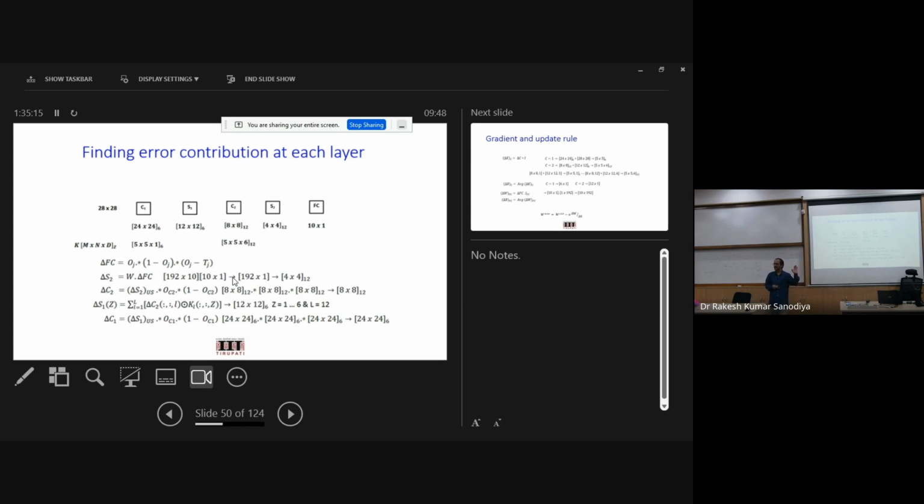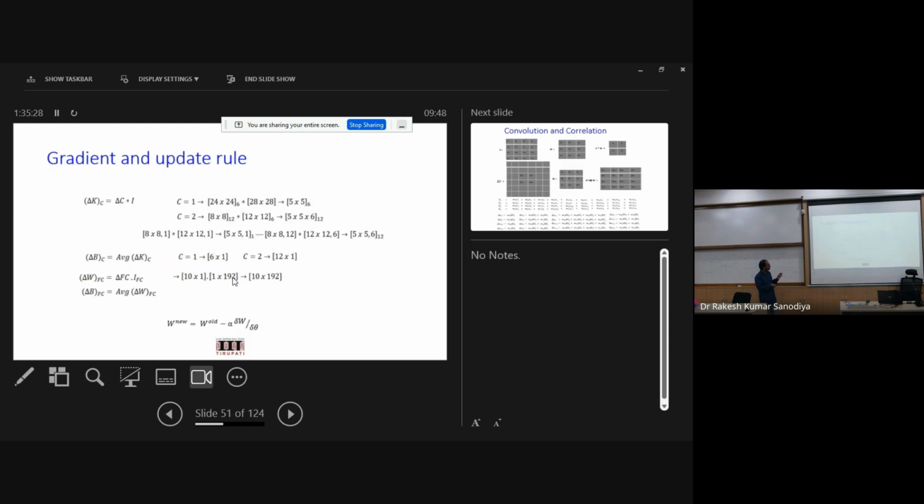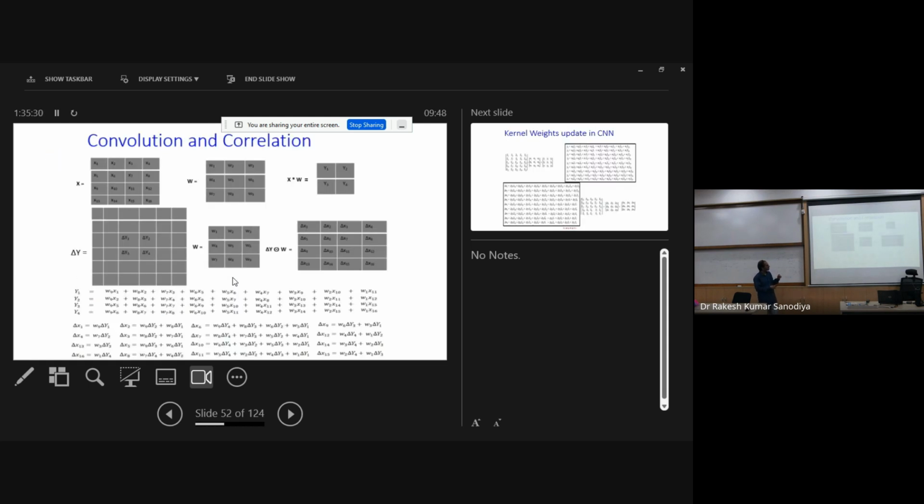Even if you have hundreds of layers, the same thing happens. Upsampling at the sampling layer in the backpropagation, and correlation instead of convolution with appropriate dimensions and other things, and F dash for F. That's all. So I will skip the other small details.